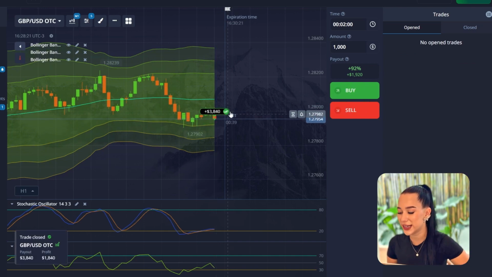Here it is. We closed this trade as well, guys. So as you can see, nothing difficult. You just need to practice, and again, practice.